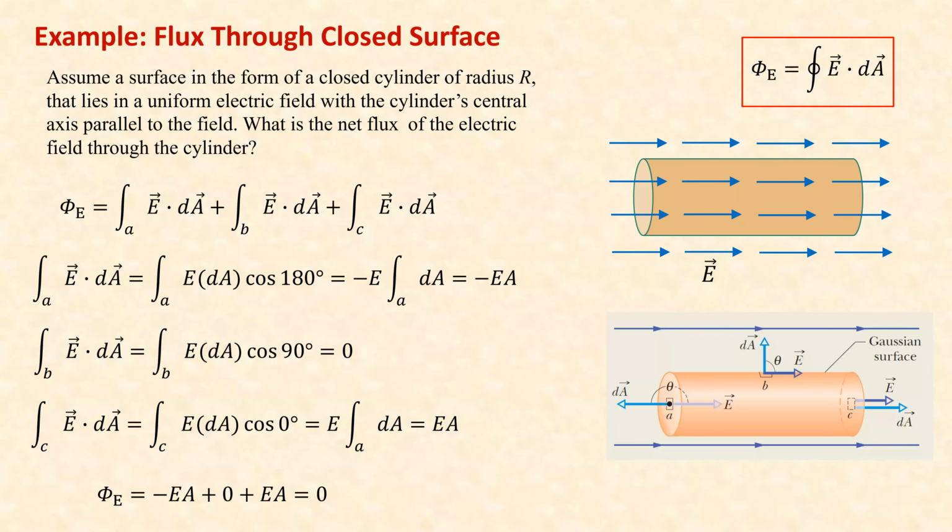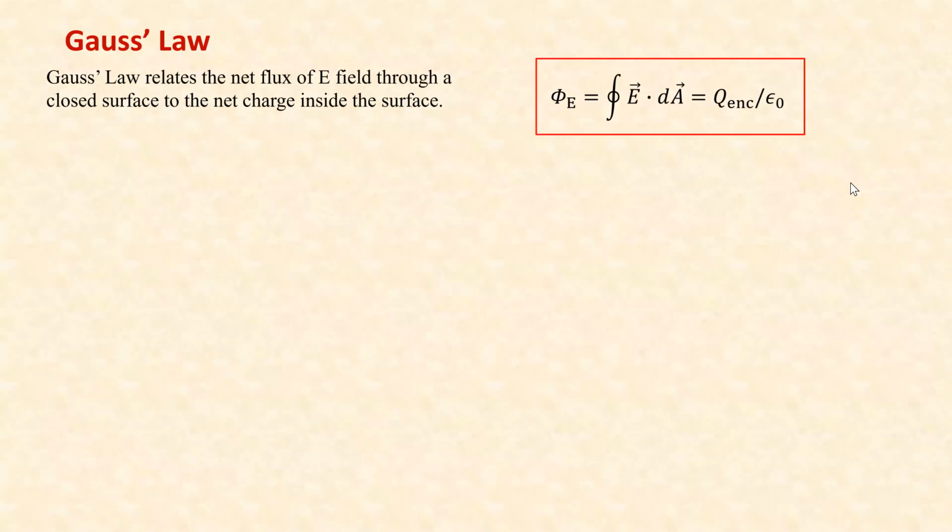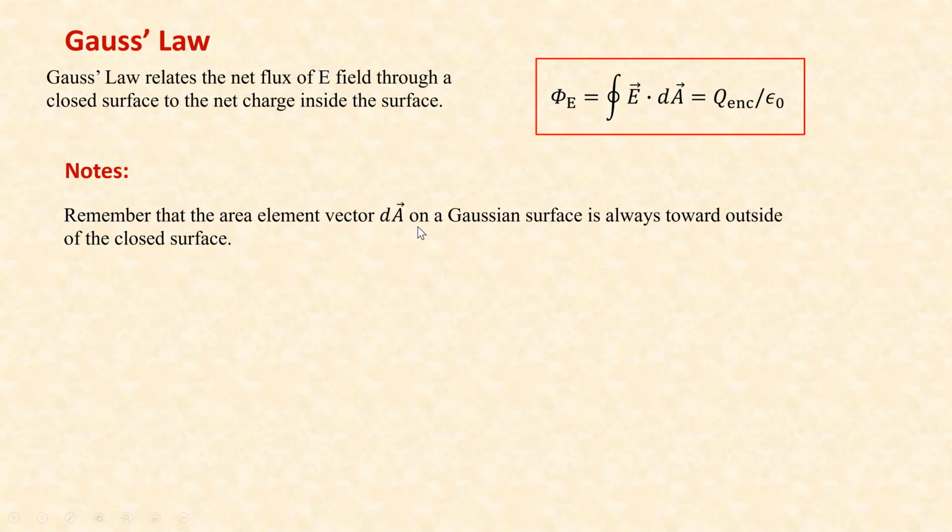And that was a good example, but then what is Gauss law? Gauss law says that this flux through any closed surface is equal to the total charge enclosed in that closed surface divided by epsilon naught. So Gauss law relates this flux to what charge is inside. This is very, very important. There are some misunderstandings about this. I want to give you some notes to make sure you pay attention to this.